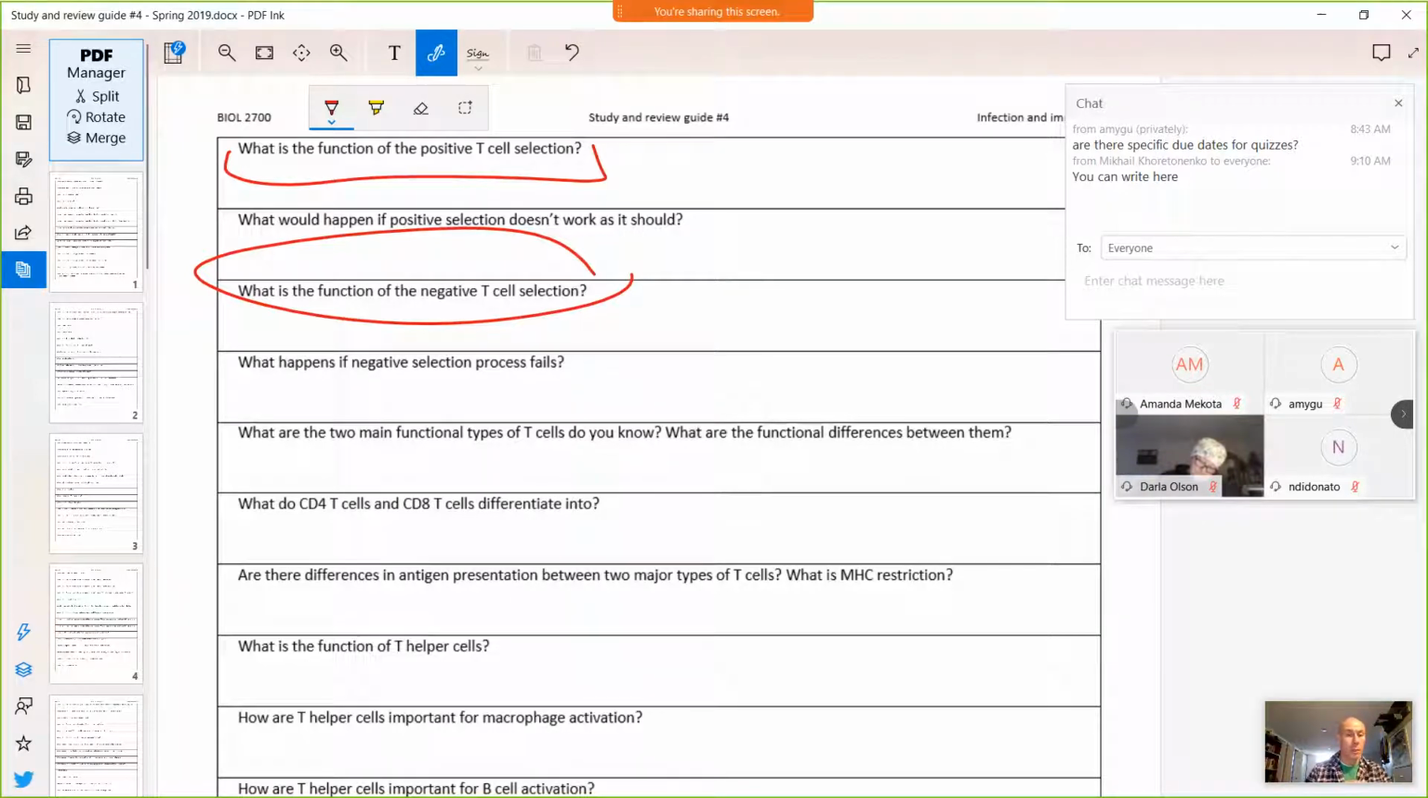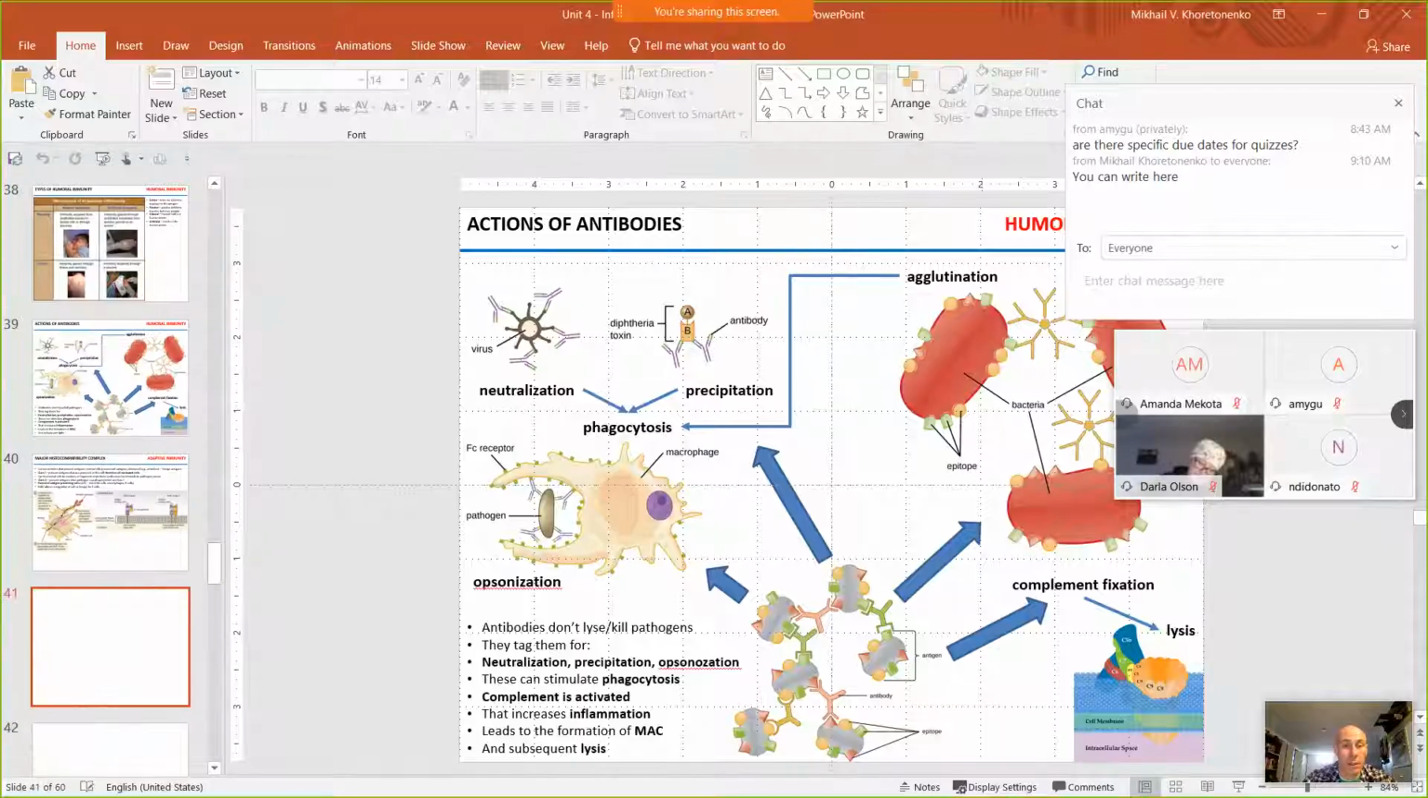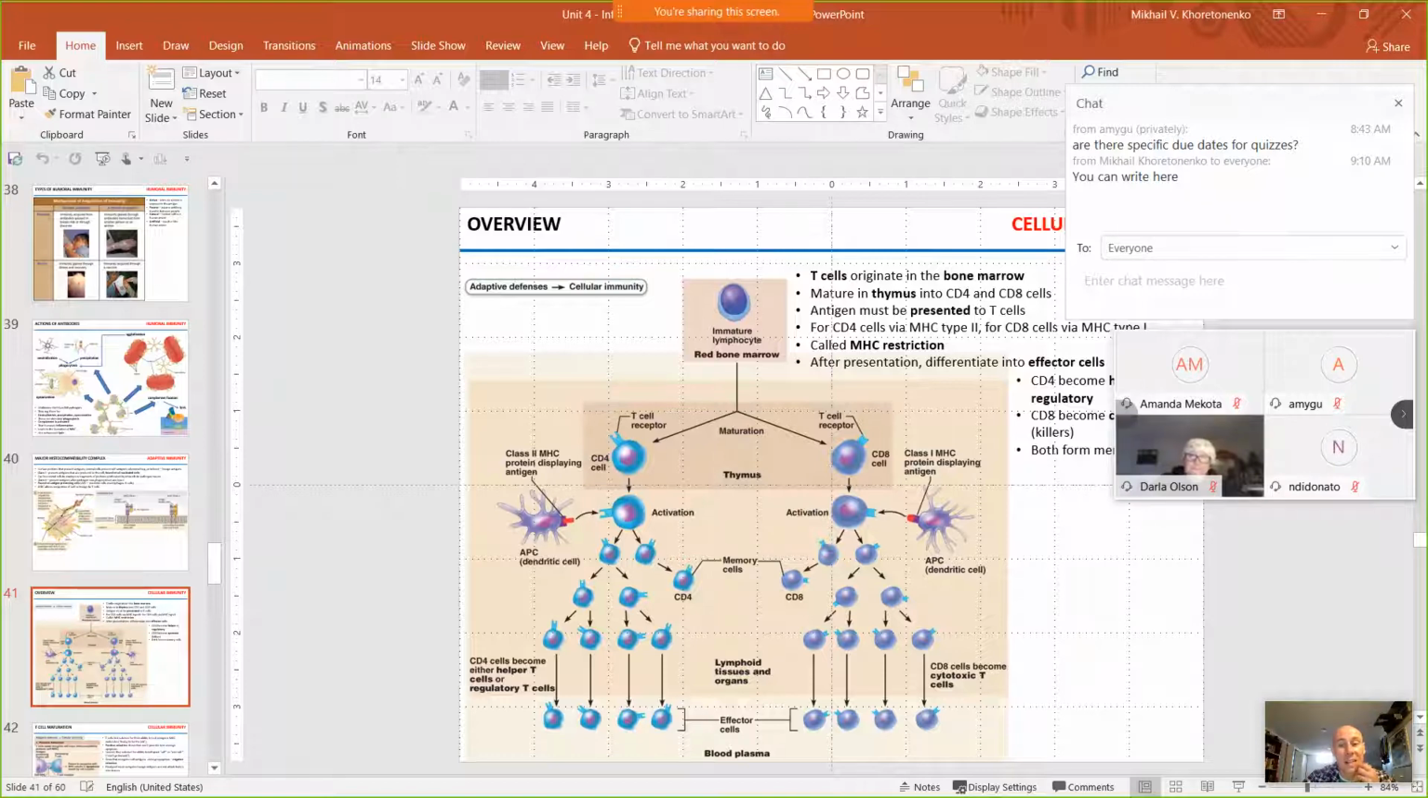Two main functional types: CD4 and CD8. Functional differences: CD4 cells differentiate into helper and regulatory cells. CD8 cells differentiate into cytotoxic lymphocytes. CD4 cells always recognize the antigen bound to type 2 MHC, and CD8 cells recognize type 1. That is demonstrated here. That's MHC restriction.